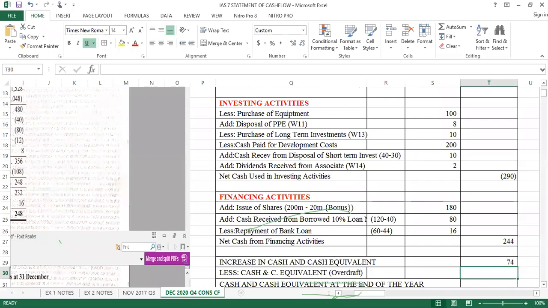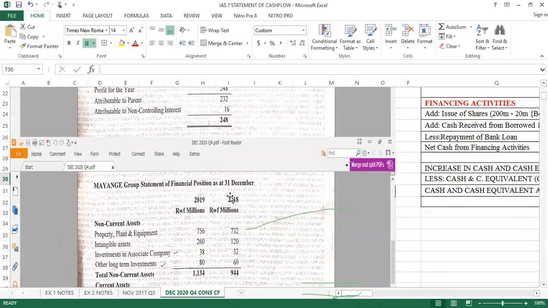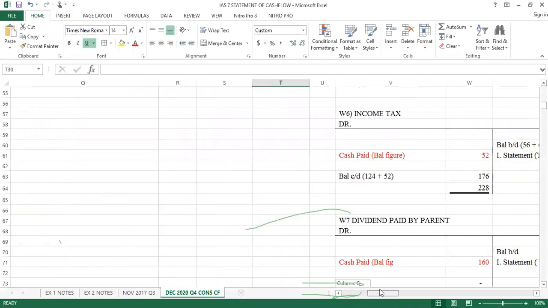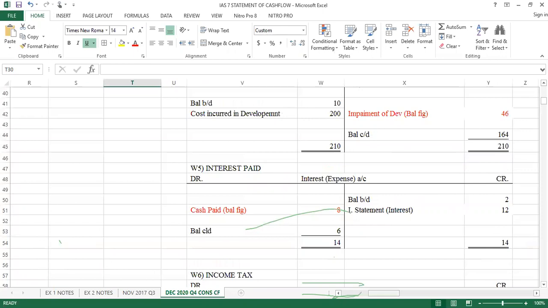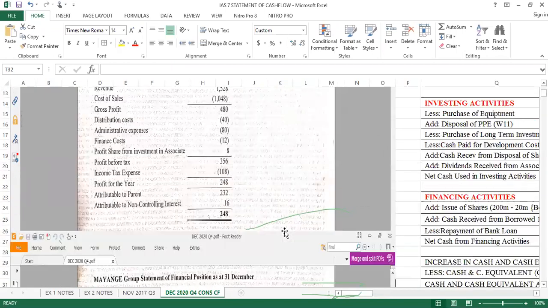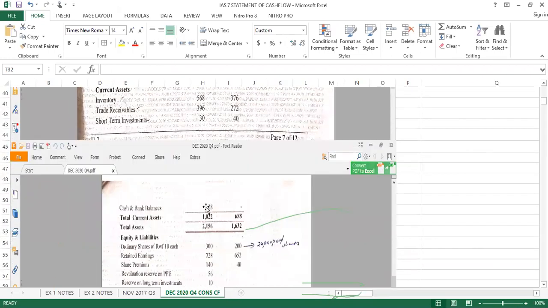Remember, it was an overdraft, so an overdraft is deducted. Where is our overdraft? Overdraft was 46, so negative 46. I was at some point worried that it would not balance. But remember, it is less. So 74, because it was an overdraft, we less 46. What does it give you? 28 is the closing cash. Where is the cash? 28. You can see it there. And that brings us to the end of cash flows.